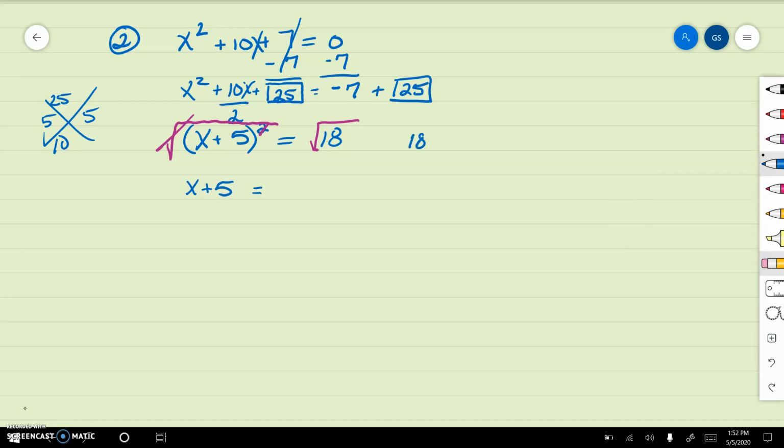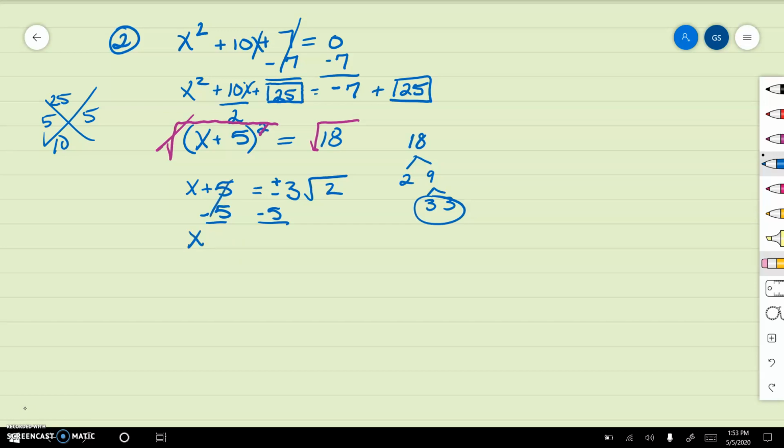So let's do 18 broken down, 2 times 9, 3 times 3. Okay, now we have a pair of 3's, and then a 2 stays in the radical sign. It has to be a plus and minus, though. Now we're going to subtract 5 from both sides because we're getting x alone.